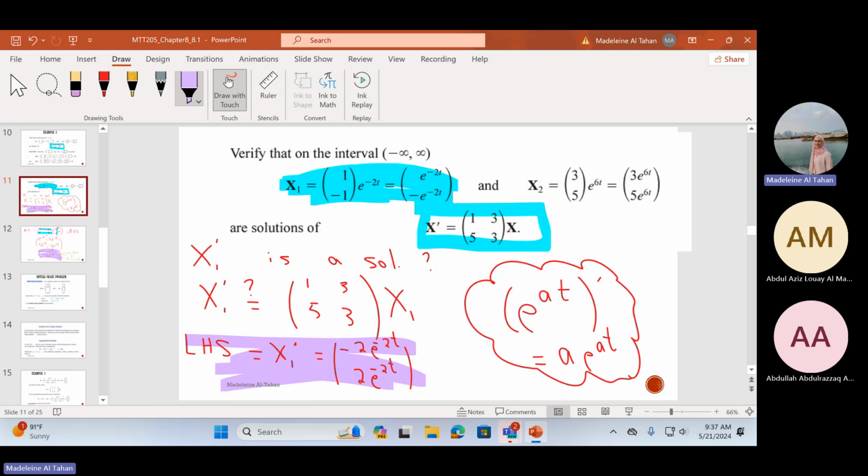So we will find the derivative, we will get 18e^(6t), and here we will get 30e^(6t). Did we all get the left-hand side this way? Do the right-hand side now. The right-hand side is multiplying the matrix by a column matrix.